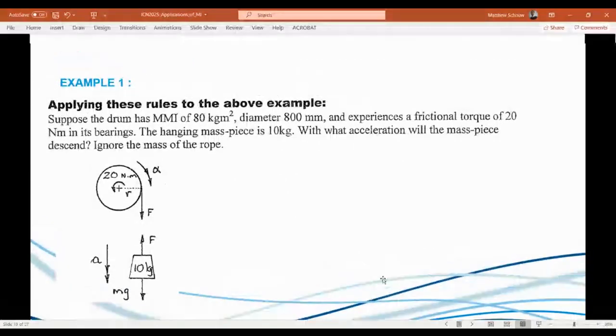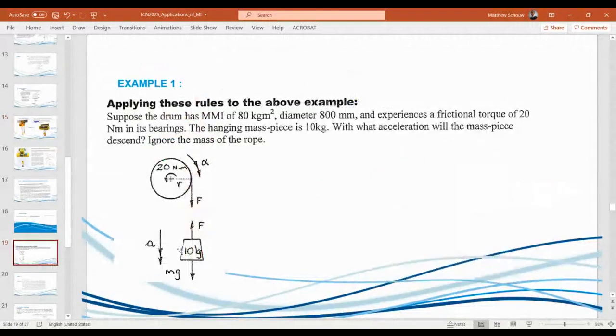I'll do it on the slides. So the question is: suppose a drum with a mass moment of inertia of 80 kg/m², a given diameter, and a friction torque of so much. It has a hanging piece of mass. Find the acceleration at which the mass piece descends, ignoring the mass of the rope.